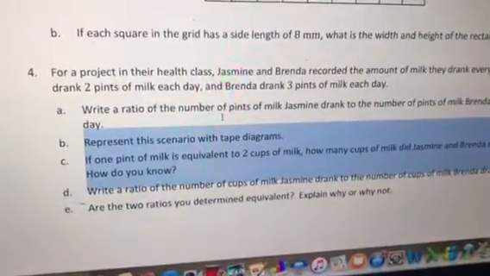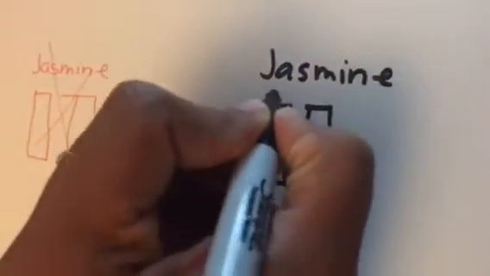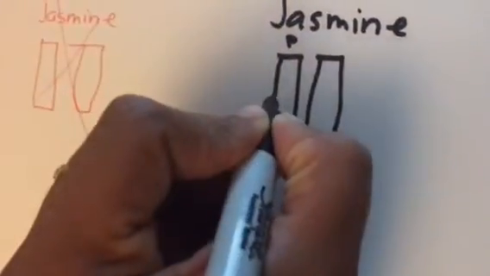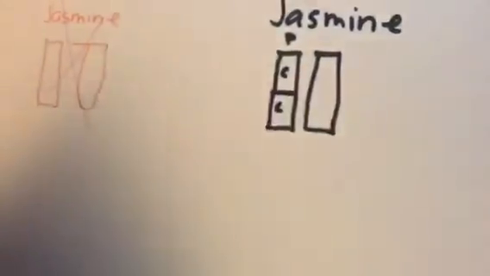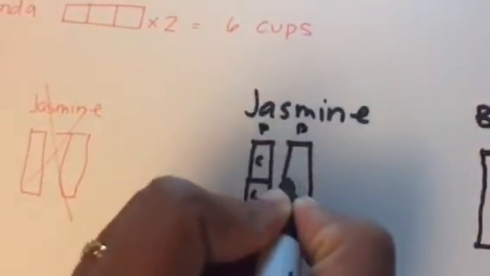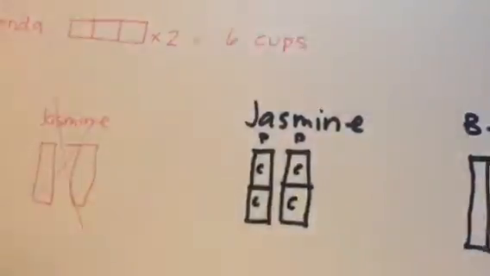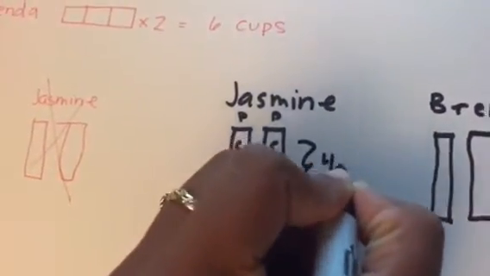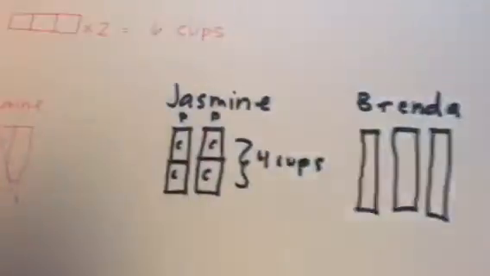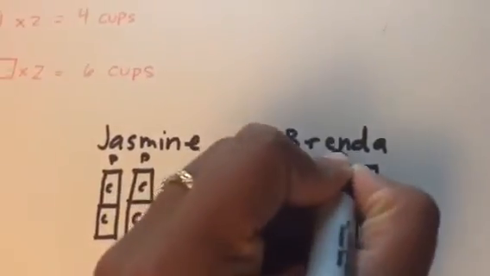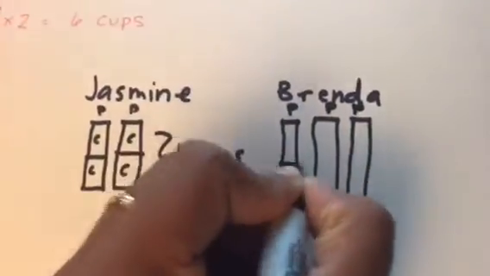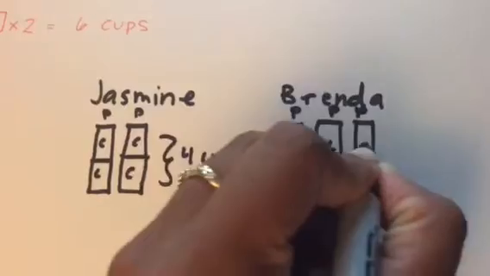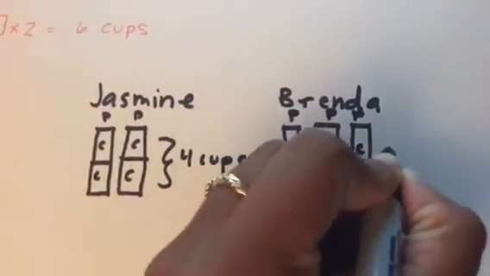And we know from here that 1 pint equals 2 cups. So we can take this 1 pint and we're going to split it into 2 cups. We're going to take the second pint and split it into 2 cups. So you see 2 pints is equal to 4 cups. Okay? And 3 pints is equal to 6 cups.